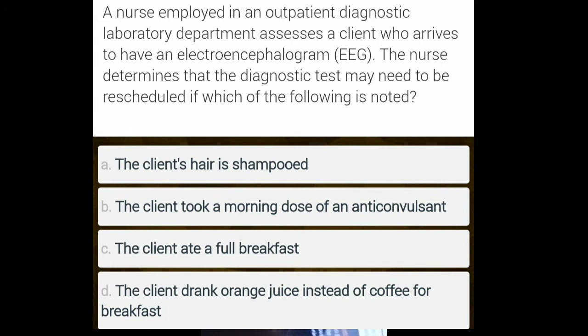First one, the client's hair is shampooed. It's a good thing to do before the EEG procedure. Second one, the client took a morning dose of an anticonvulsant. C, the client ate a full breakfast. D, the client drank orange juice instead of coffee for the breakfast. What is our answer? Our answer is B.